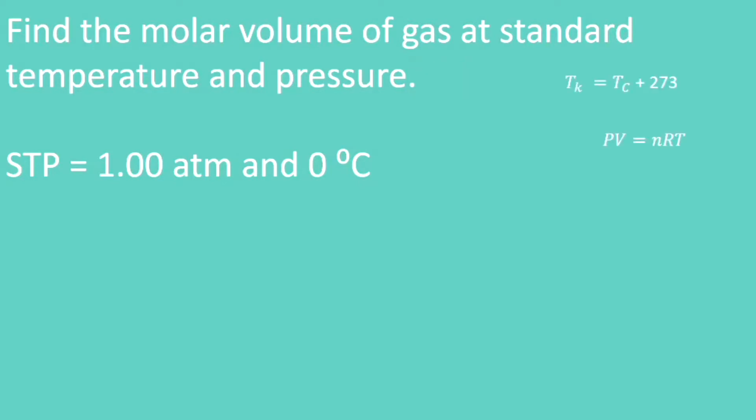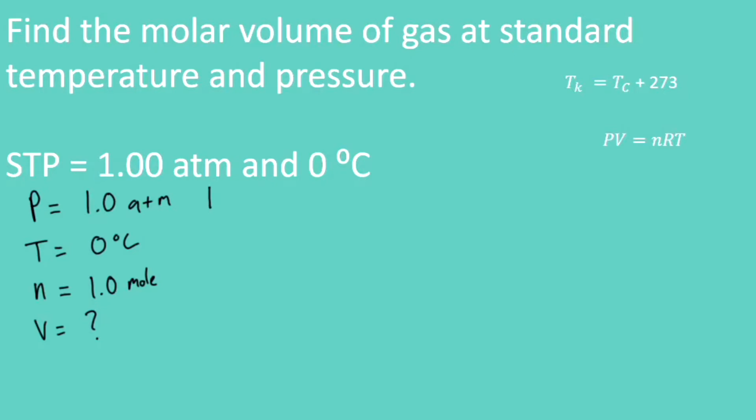Here's our ideal gas law and our Celsius to Kelvin conversion. Let's start by writing down the variables we know. We know the pressure is 1 atm. We know that the temperature is 0 degrees Celsius. And then we know moles. How many moles do we have? Well, because we're looking for molar volume, again, we're going to want to plug in exactly 1 mole. And what we're looking for is volume. How much space will that 1 mole take up?